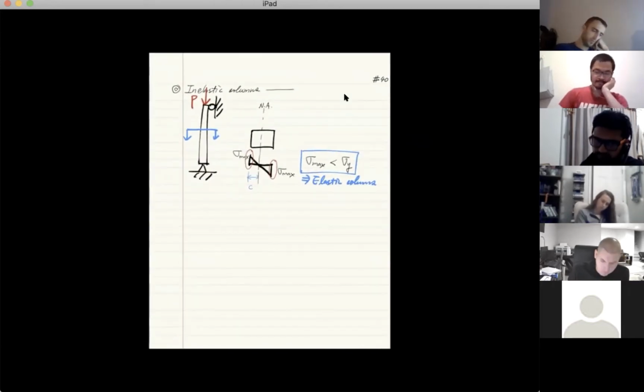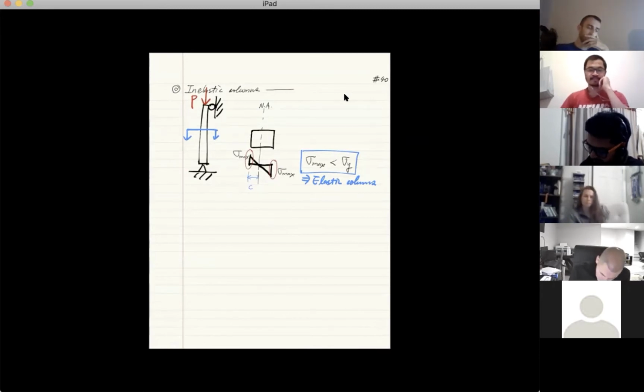However, in reality, many of the columns actually could be reinforced or strengthened by additional supplementary components, such that when buckling occurs, the column's cross-section already enters the plastic range. Why is that? It's because this is actually a conceptual question.